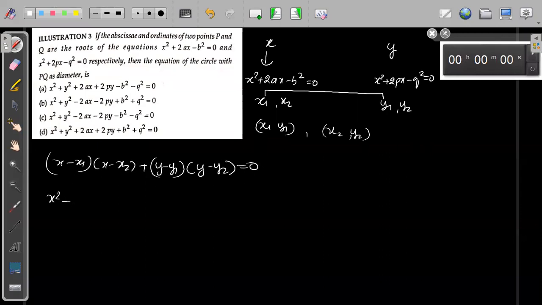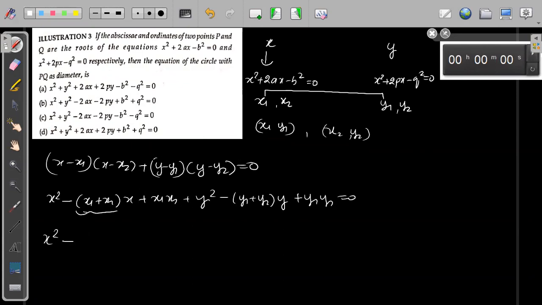That means you will have x square minus (x1 plus x2) into x plus x1 x2, plus y square minus (y1 plus y2) into y plus y1 y2 is equal to 0. We can use the sum of the roots. Sum of the roots is minus 2a, so this is plus 2a. It will become plus 2ax plus x1 x2.